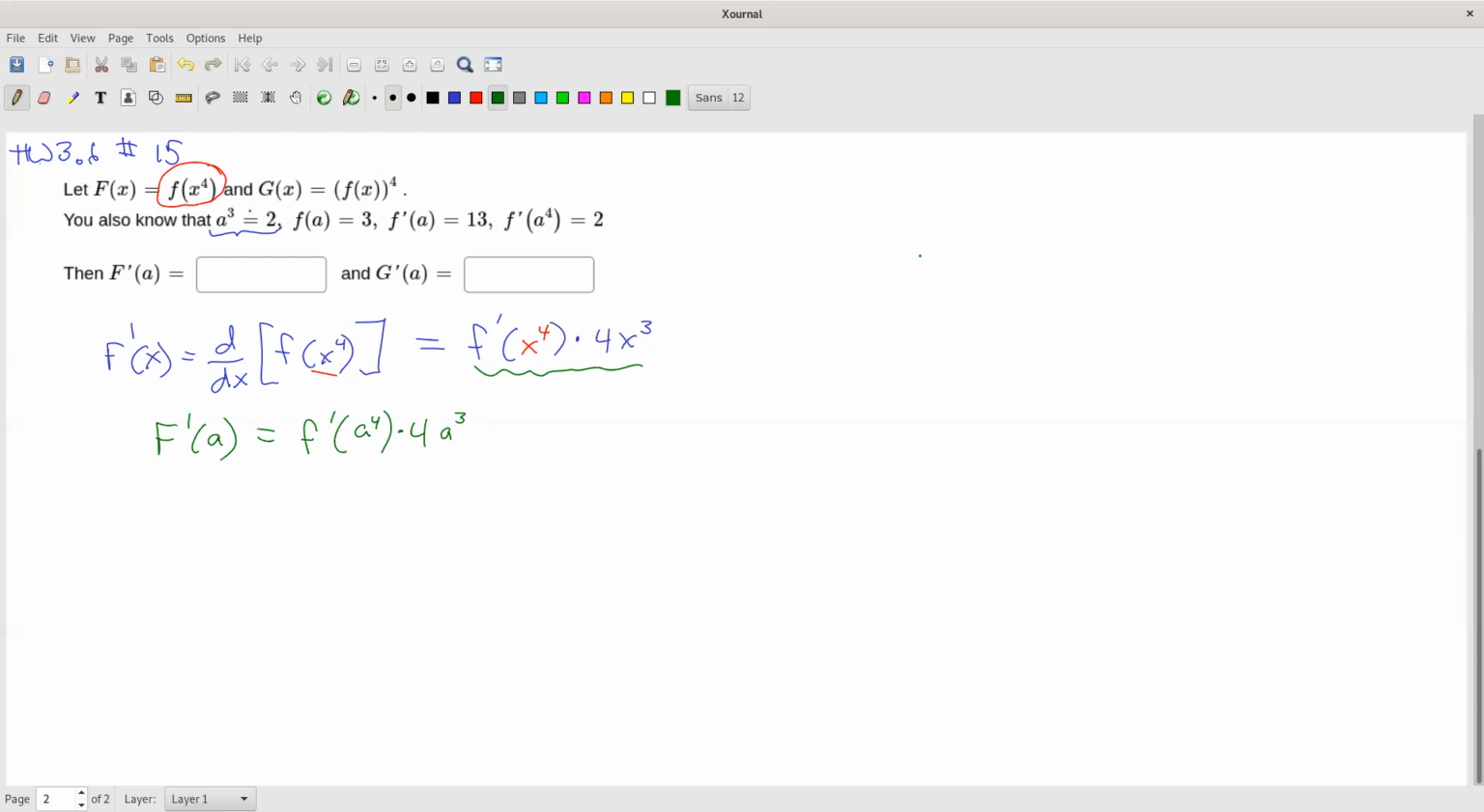And then they give me a bunch of information up here to deal with the a. So does anything up there help? F prime of a to the fourth is 2, right? And here's an f prime of a to the fourth. Okay, so they give us that one right there. So that, according to the top, is just a 2. And then I've got a times 4 here, and then times a cubed, which they also give me up here. So big F prime of a is 2 times 4 times 2, which is 16.